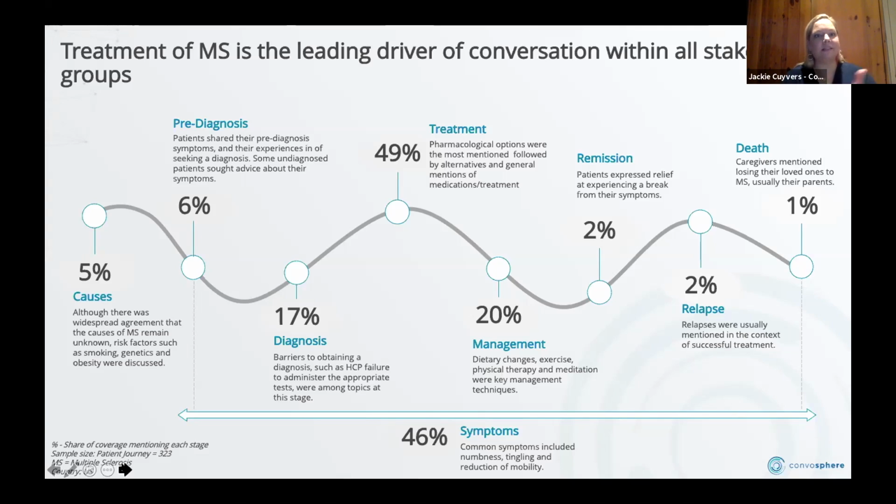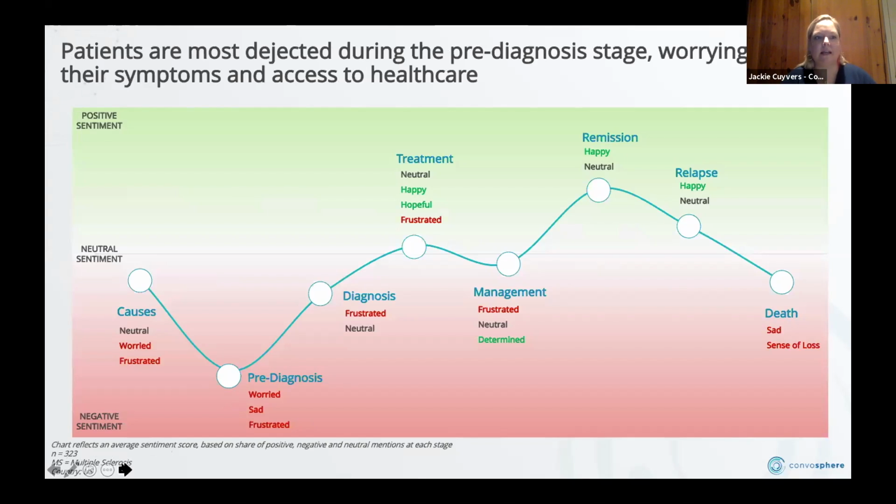So I know this is fairly typical of what you would expect to see along a patient journey. But where it gets more interesting is, along that same journey, starting to categorize and understand the emotions they're feeling. Unsurprisingly, pre-diagnosis is the lowest point for what the patients are feeling. They're feeling worried, sad, and frustrated that they don't have a clear diagnosis. They know something's going wrong, but they don't know what to do and what's going on.